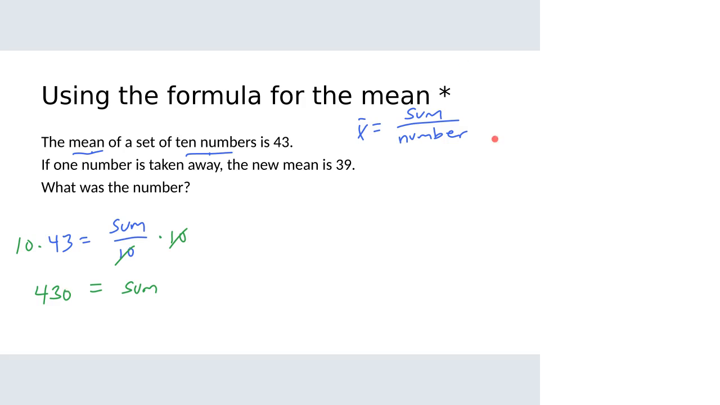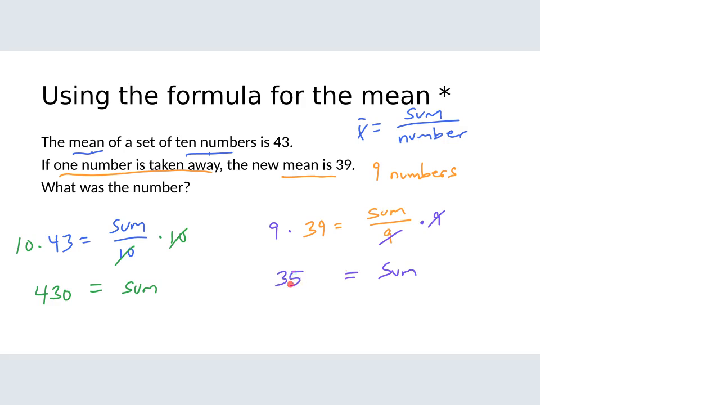Then the second part of this question says, if a number is taken away, so now I only have 9 numbers, and of those, the new mean is 39. So my mean is going to be 39. I don't know what they add up to, but I know there are 9 of them. And in order to find that sum, we'll multiply both sides by 9. These will cancel. And the sum of this set of 9 numbers is whatever 9 times 39 is.